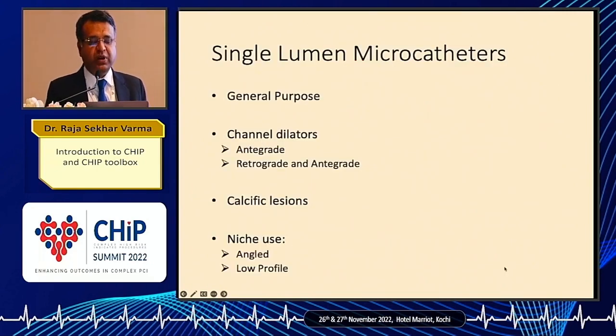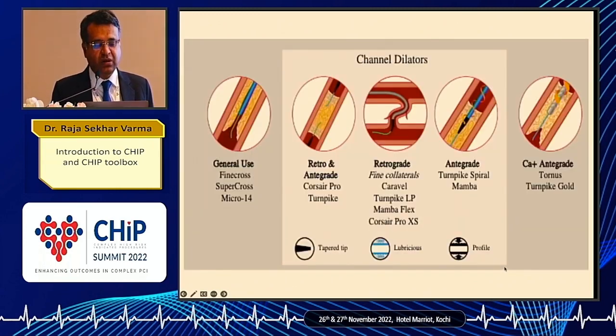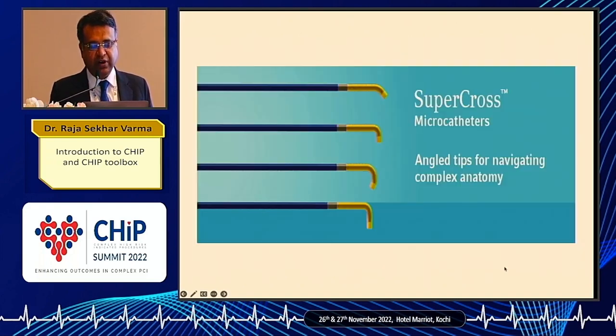Microcatheters may be single lumen or double lumen. They may serve a general purpose of delivering the hardware, exchanging wires. You can have channel dilators, which may be antegrade or retrograde and antegrade. You have calcific lesions which need specific microcatheters like the Turnpike. You can have some angled microcatheters which are of niche use, low profile catheters. Again, these are some of the microcatheters in different use.